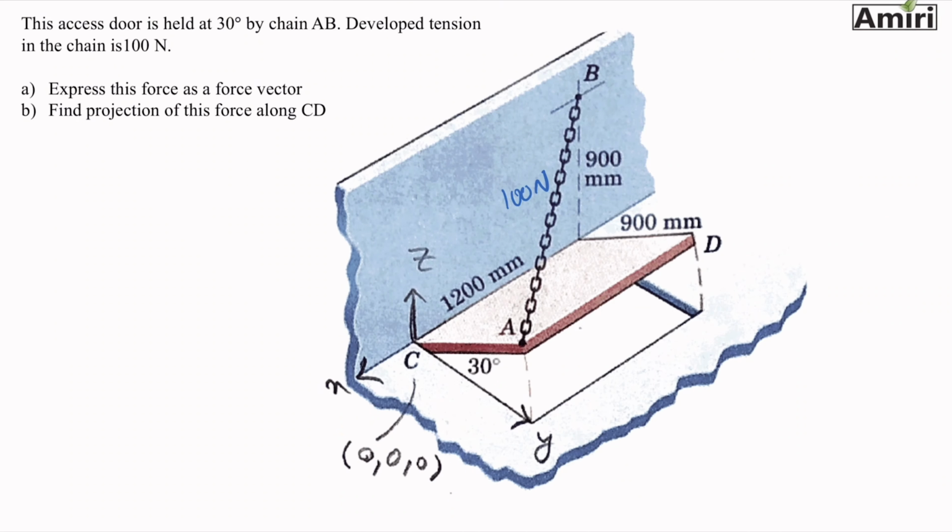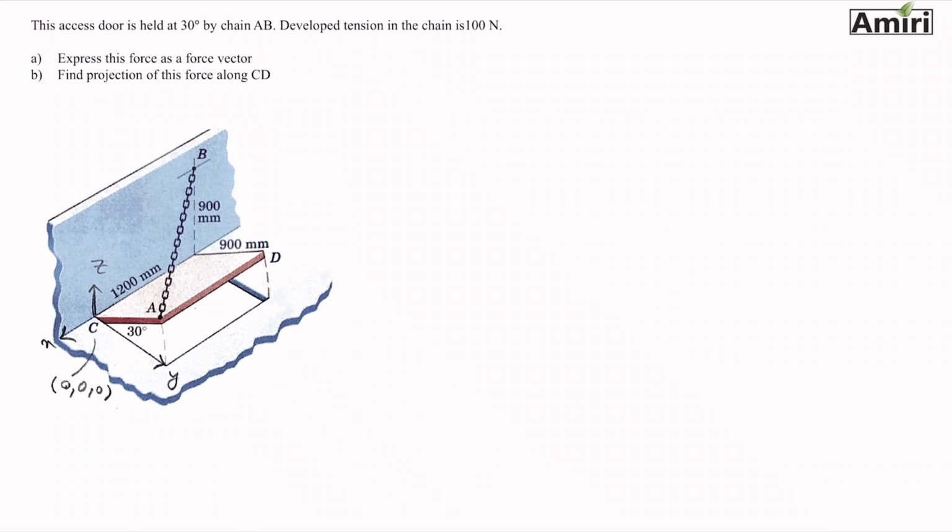First of all, we express this 100 Newton as a force vector, but also want to find its projection along direction CD, which is kind of the diagonal of this access door. So this is the direction we want to find the projection of that force AB along this axis. All right, so let's just start. Let's make this a little bit smaller, a little bit more manageable.